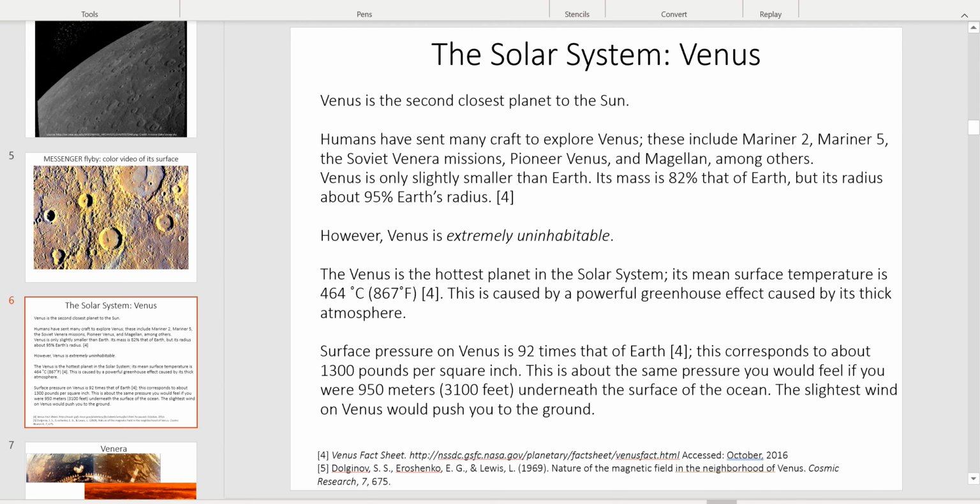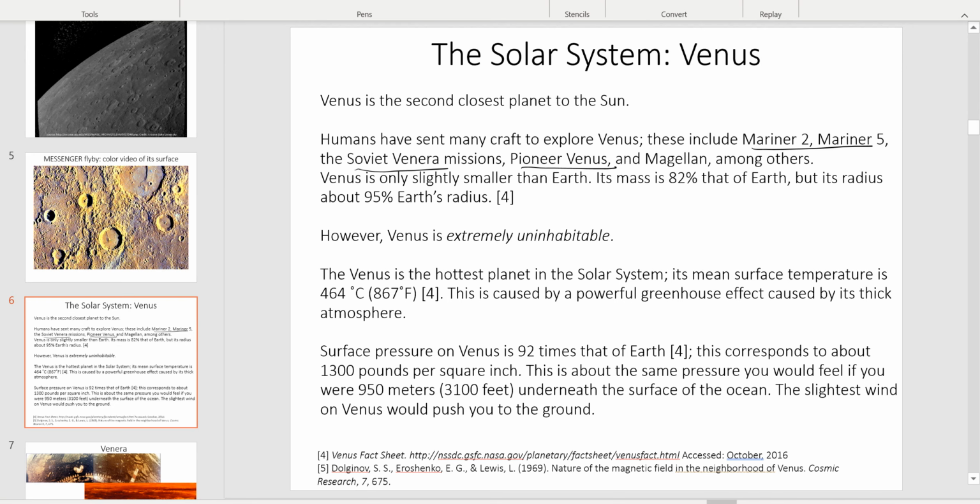Venus is the next closest planet to the Sun, and we've sent quite a bit more craft to Venus than we have to Mercury. These include the Mariner missions, Mariner 2, Mariner 5, the Soviet Venera missions, Pioneer, Magellan, etc.